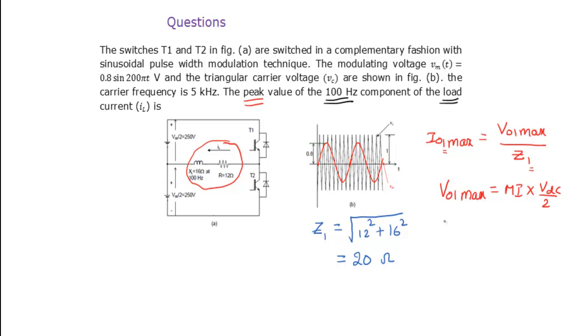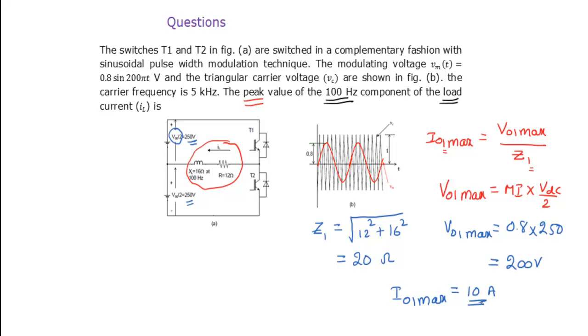Likewise, you can calculate V01 max, which is equal to modulation index 0.8 into total source voltage divided by 2. VDC by 2 is already given as 250, or you can take 250 plus 250, 500, divided by 2, again 250. So 0.8 into 250 is 200 volts. Now using this you can calculate I01 max: V01 max 200 divided by Z1 20, that means 10 ampere.